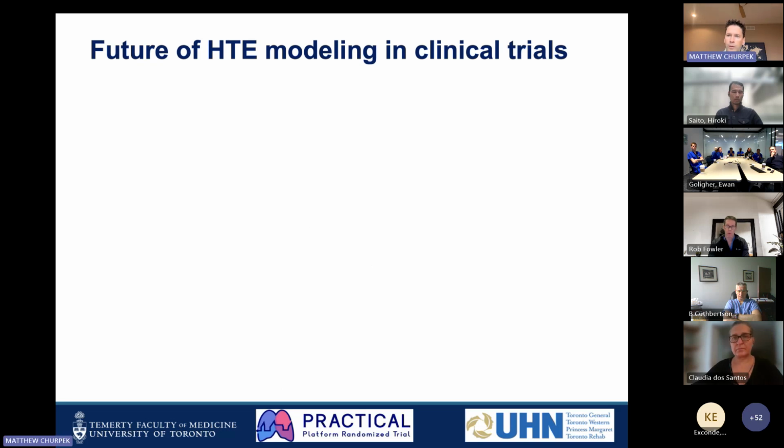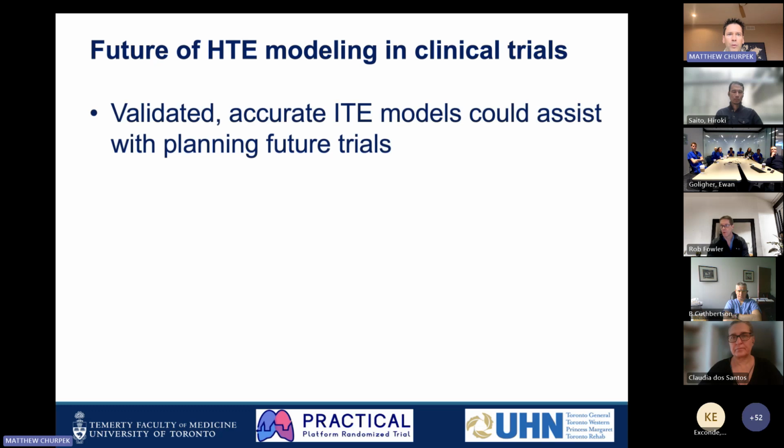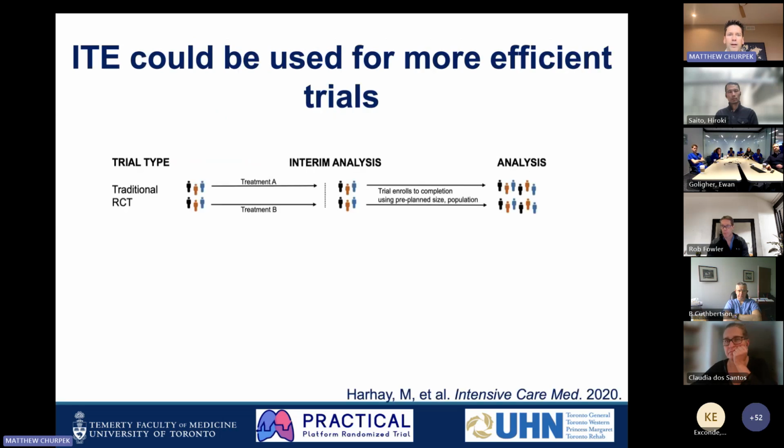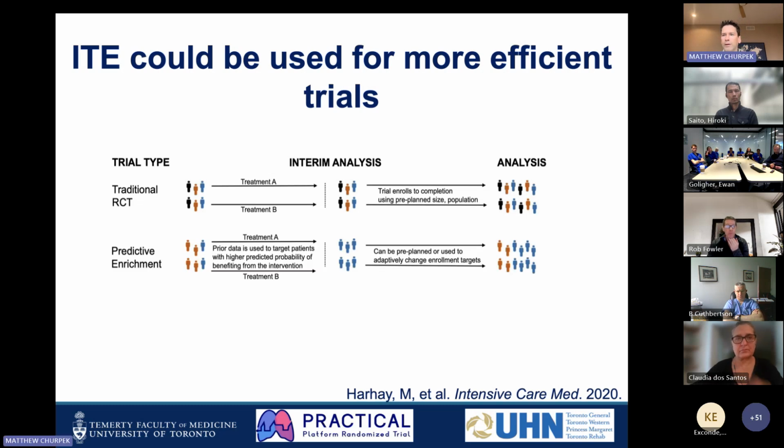So then what's next with using these types of models? I think there are many different ways we could potentially use these models once they're validated. One approach is to help assist with planning of future randomized clinical trials. For example, at the interim analysis, you could potentially identify those patients who are benefiting or being harmed by the therapy and make adjustments to the trial at that point. You could also use prior data and use the models to identify which patients you should enroll in the trial, to try to enroll patients who are most likely to benefit from the intervention that you're studying.